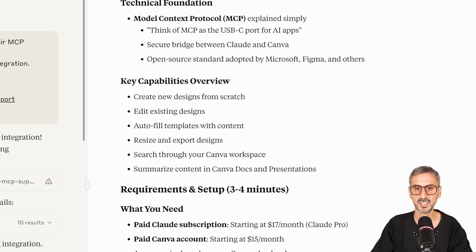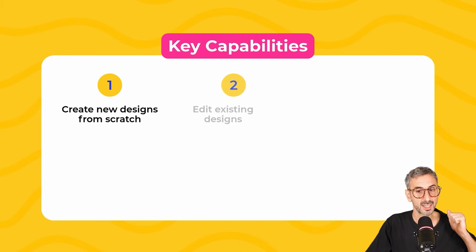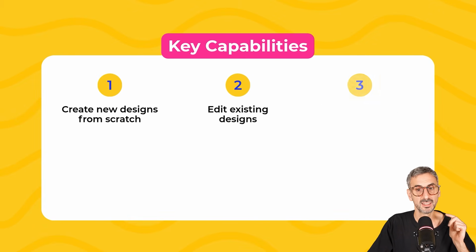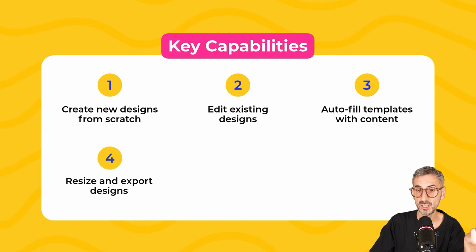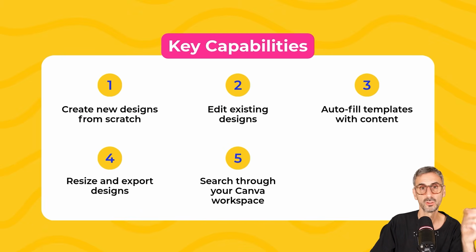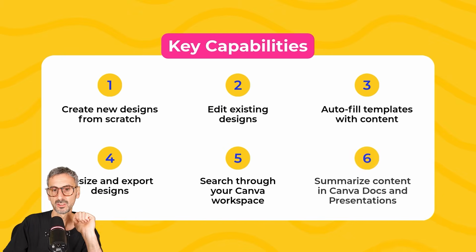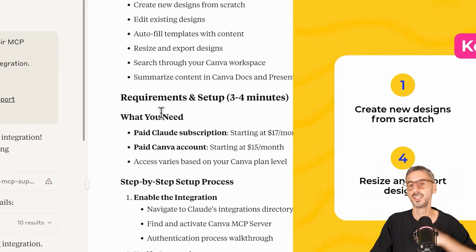All right, so what can it do? Key capabilities. It can create new designs from scratch. It can edit existing designs. It can autofill templates with content. And we are going to try all of these capabilities in a second. I just want to show you the structure of what we are going to do here. It can resize and export designs. It can search through my Canva workspace, so search for specific documents, and it can summarize the content in Canva docs and presentations.